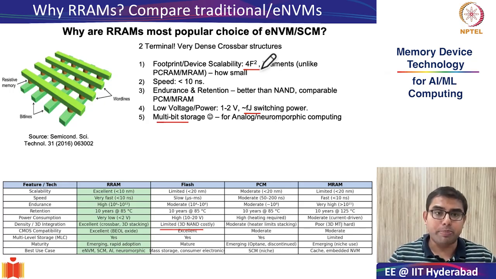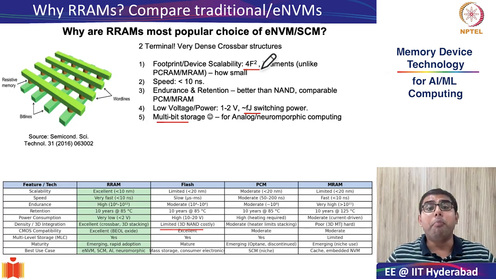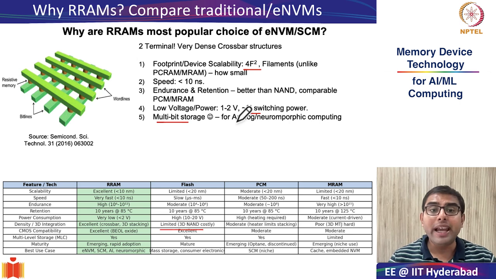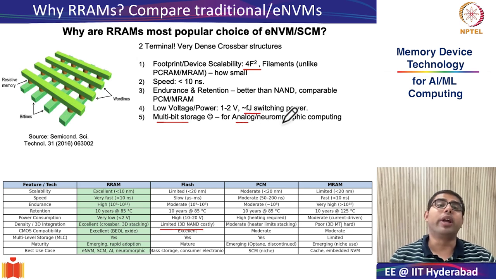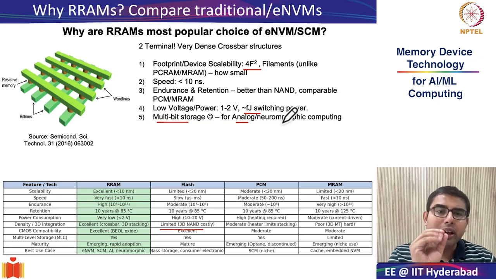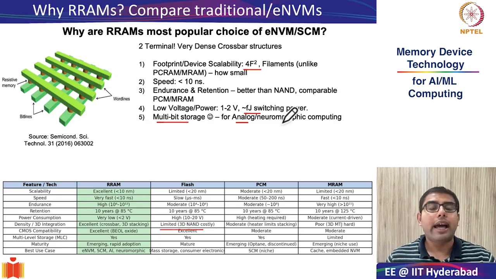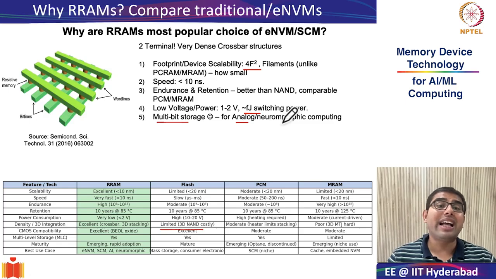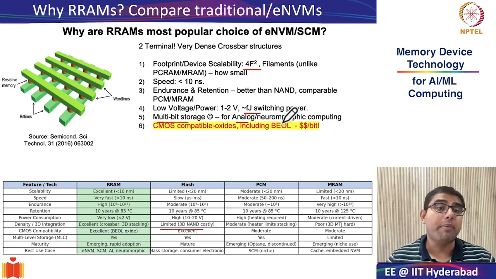This is one of the aspects, but RRAMs are more useful for probably analog neuromorphic computing. And as we will see, the behavior of synapses is something which has several closely spaced analog weights, and it turns out that RRAMs could be an excellent candidate to demonstrate the same.